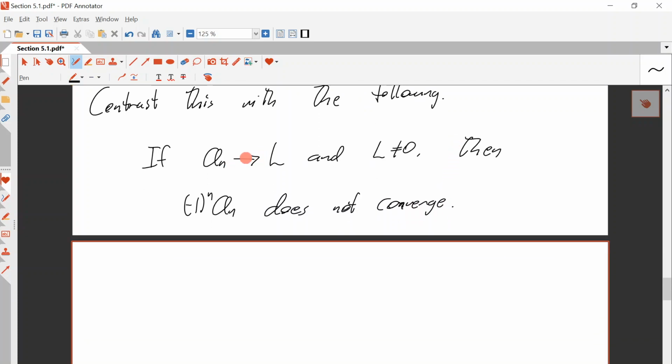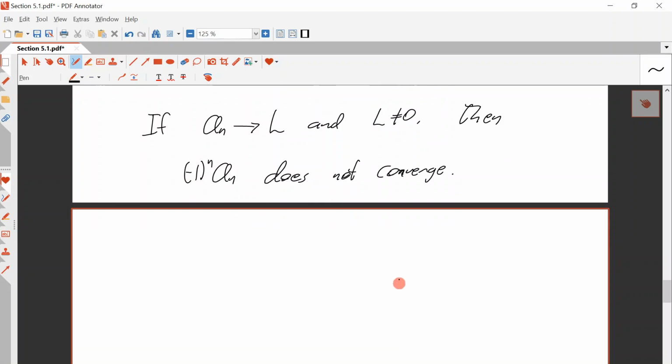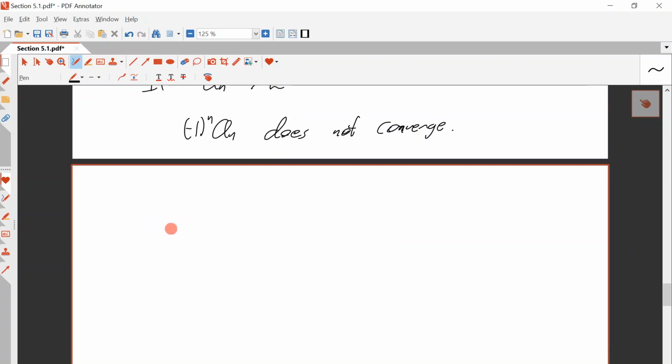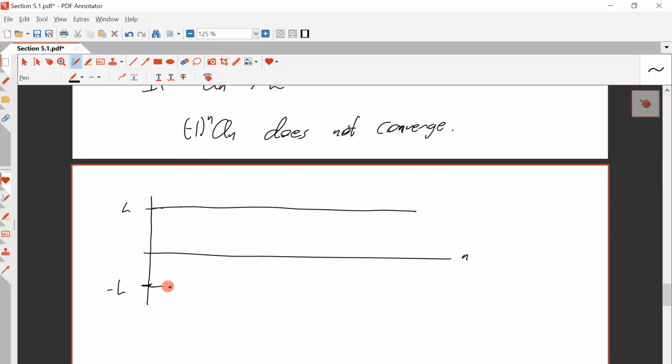So if the sequence has a limit, and then you try to flip-flop it between positive, negative, it will not converge, right? Because what does it look like? Here is the n-axis, or x-axis. Here is that L not equal to 0, and here's the negative of L. Or the other way around. It could be that L is negative and negative L is positive, whatever the case might be. The sequence a_n converges to L.